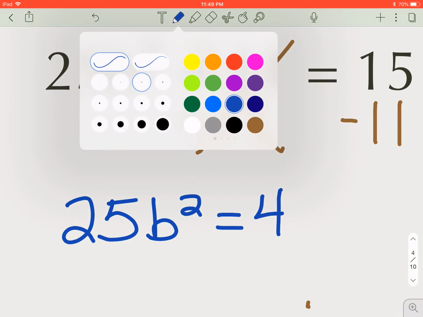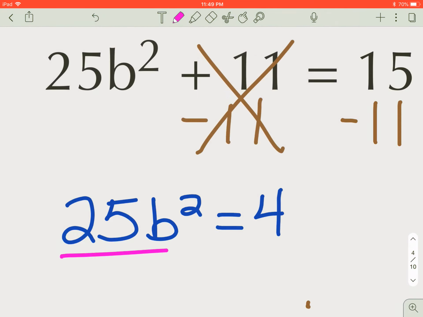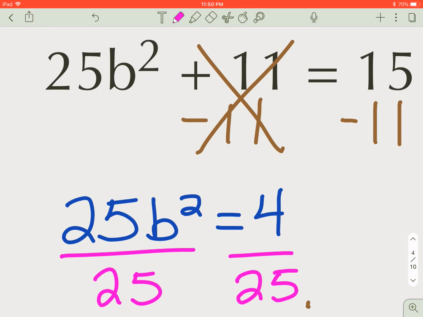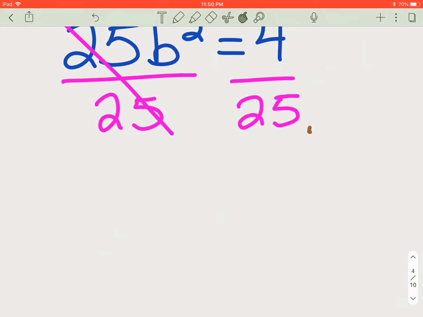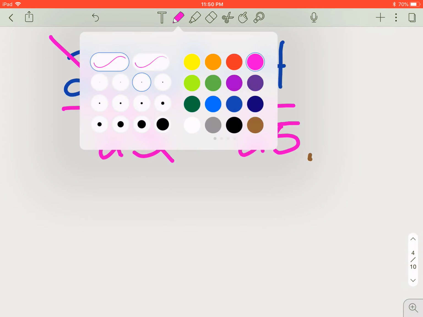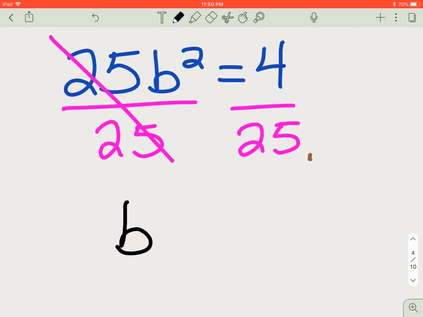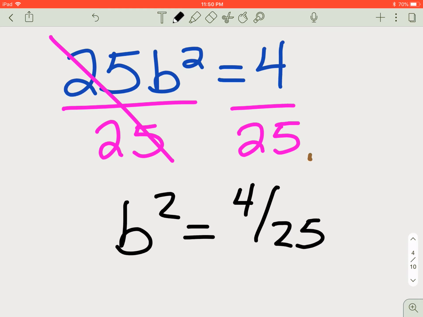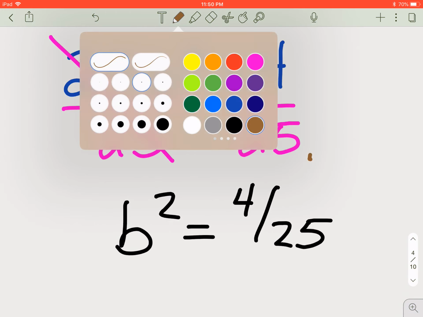I would then have to divide both sides by my 25 to get my b squared alone. And my 25s would cancel out, which would leave me with b squared equals 4/25. And if you guys have noticed yet, we get to this step on every single problem. The last thing we will always have with these problems is just our variable to the power of 2. And to solve all of these problems, we will just have to take the square root of both sides.